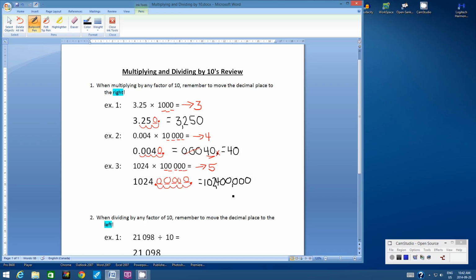So we actually have a very large number, 102,400,000. Because it's a whole number, we do not put the decimal place at the end of the number. Okay, so that's the review for multiplying.